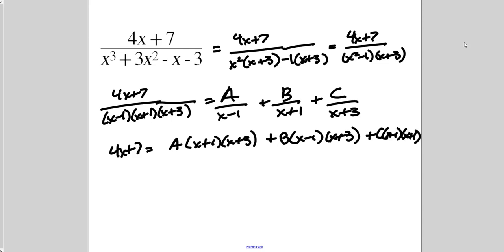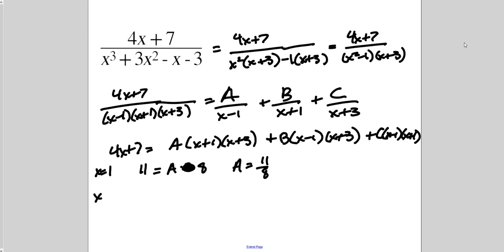Okay, so now we're going to try the values 1 and -1 and -3. So let's start with x equals 1. When x equals 1, this expression here is just 11. And when x equals 1, this is a times 2 times 4, or 8. The other two expressions are 0, so a equals 11/8.